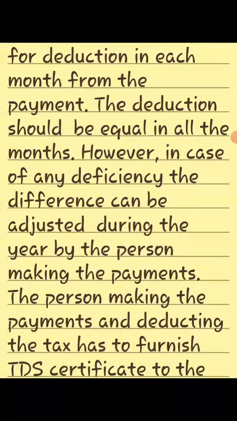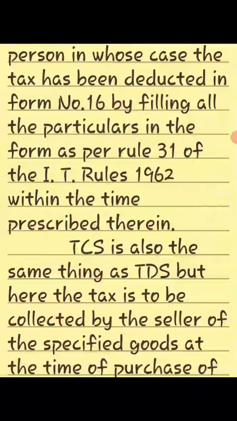However, in case of any deficiency, the difference can be adjusted during the year by the person making the payments. The person making the payments and deducting the tax has to furnish a TDS certificate to the person in whose case the tax has been deducted, in Form number 16, filling all the particulars in the form as per Rule 31 of the Income Tax Rules 1962, within the time prescribed therein.